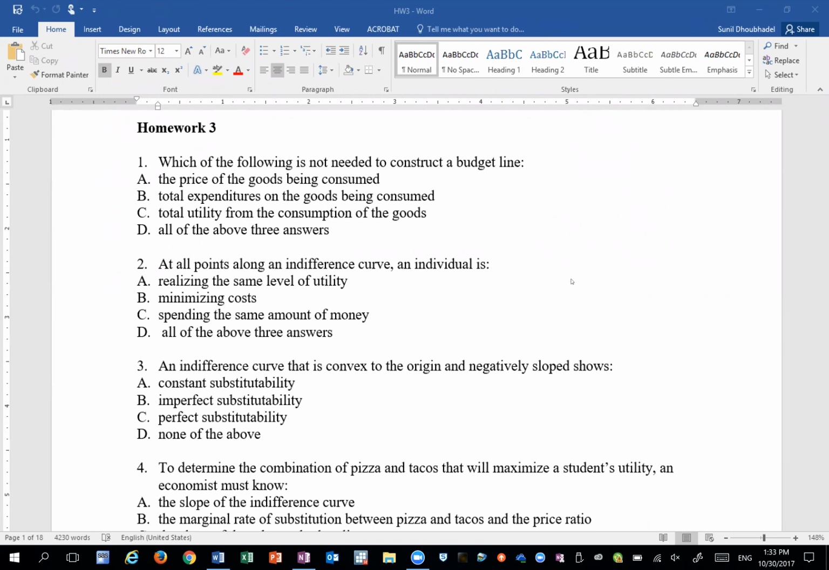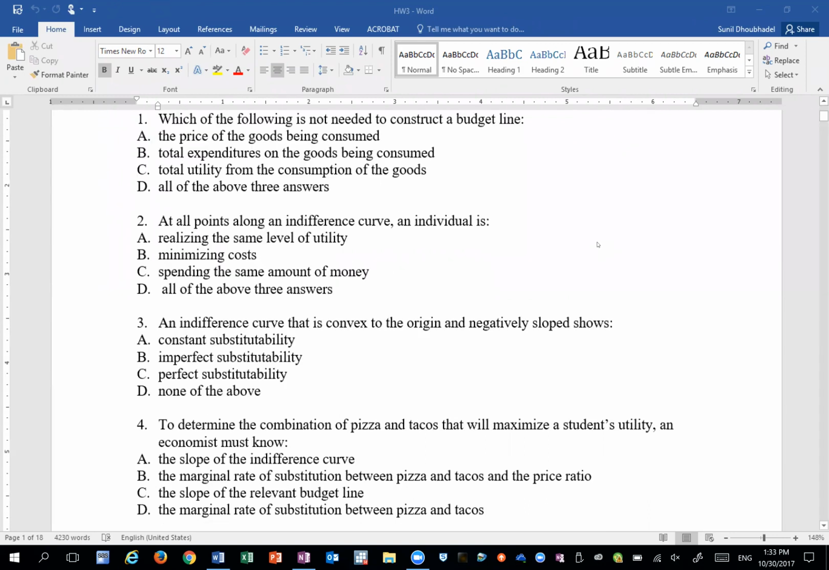At all points along an indifference curve, an individual is realizing the same level of utility, minimizing cost, spending the same amount of money, or all of the above. And the answer is same level of utility, right? That's actually the definition of an indifference curve, okay?